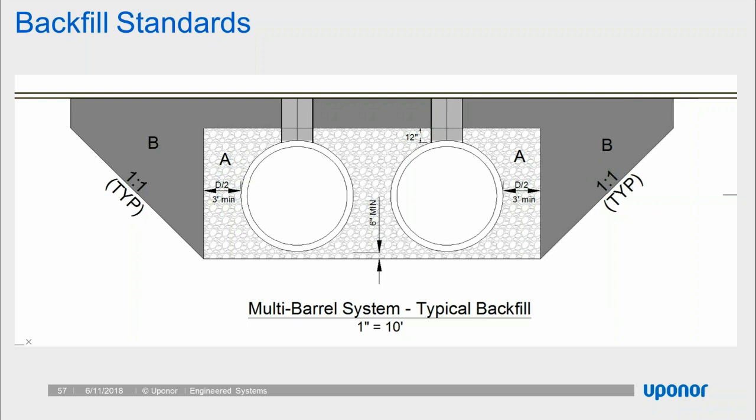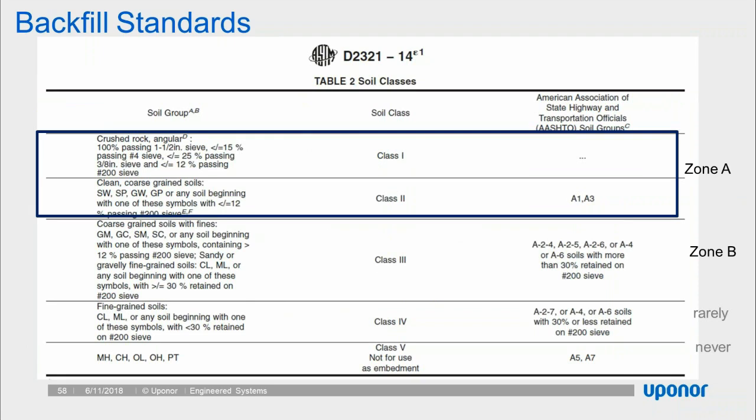So zones A and B are compacted to equivalent levels of compaction, and then you have your area in white around, which is your subgrade soil. And that also has to adhere to the ASTM D2321 specification. Boiling this down a little bit further, we can see Class 1 and Class 2 for D2321, where Class 1 is a crushed rock, angular type of stone. Some may think of this as a 27A or 57 stone or crusher run. Class 2 is a clean graded, coarse aggregate, sandy, gravelly soil. And you may know this as an AASHTO A1 or A3 material.